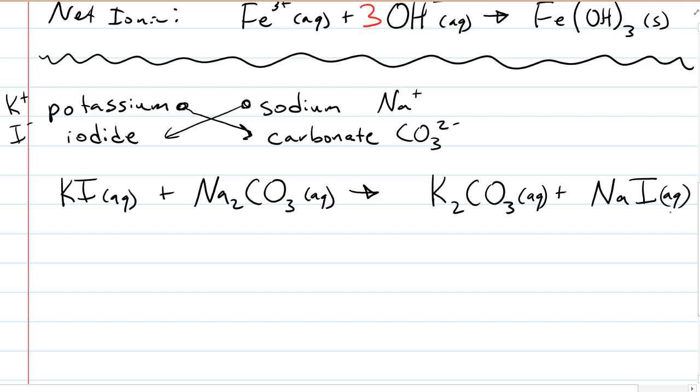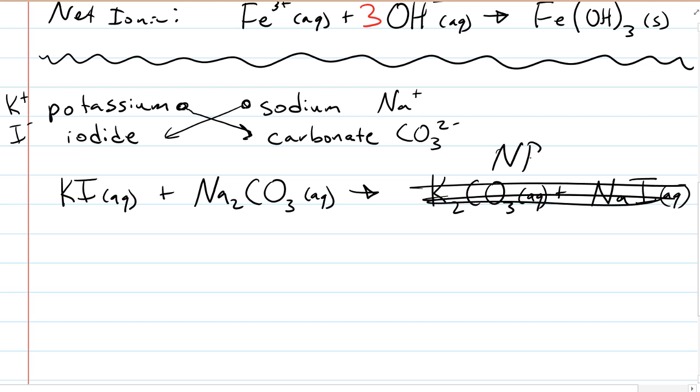And so the rule works something like this. If you start with 2 aqueous ionic compounds, and the products show that 2 aqueous ionic compounds would form, then there will be no reaction. Okay, so again, if we start with 2 aqueous ionic compounds, and the products show the 2 aqueous ionic compounds would form, then what we have is no reaction.